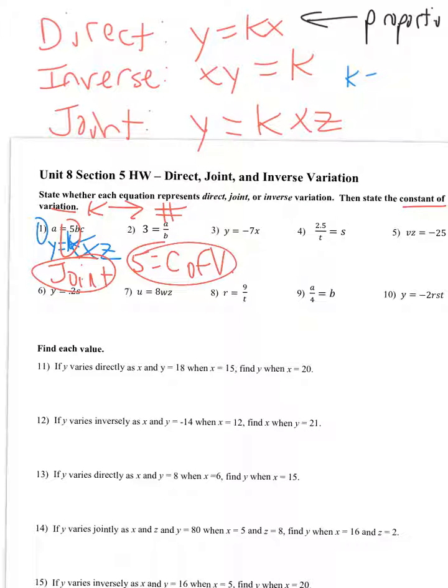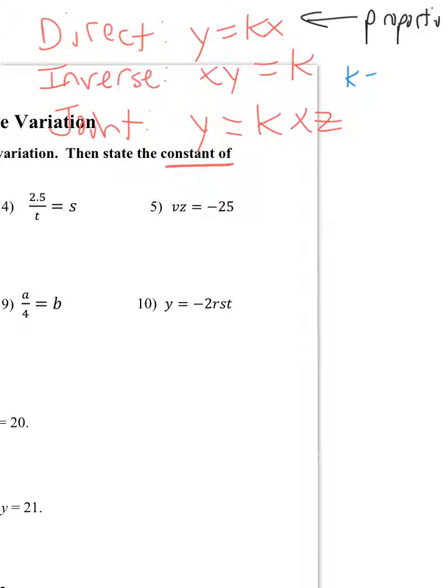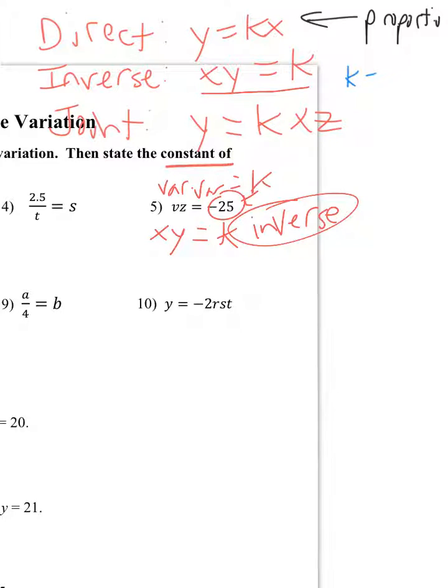Let's go over to 5. So if I focus in over here on 5, we've got vz equals negative 25. So I have a variable times a variable is equal to a constant. So this is my K. And notice that's kind of this form of xy equals K. So that is inverse variation. And the constant of variation, or K, is negative 25.